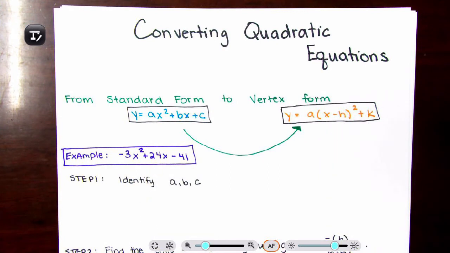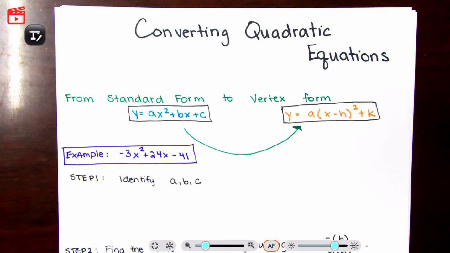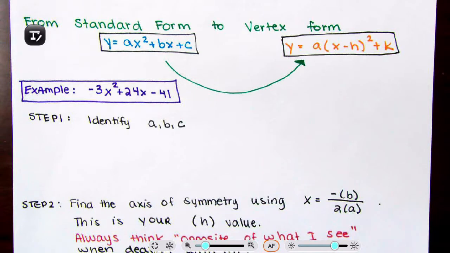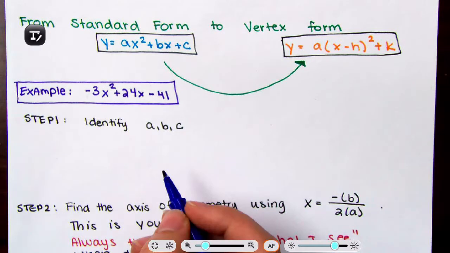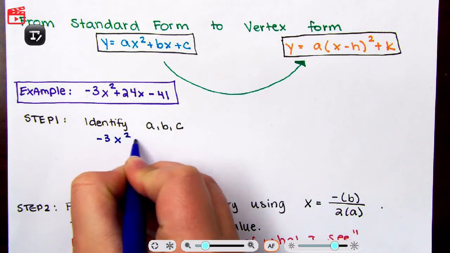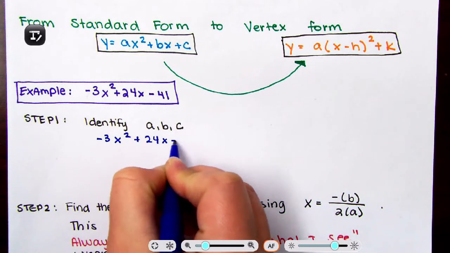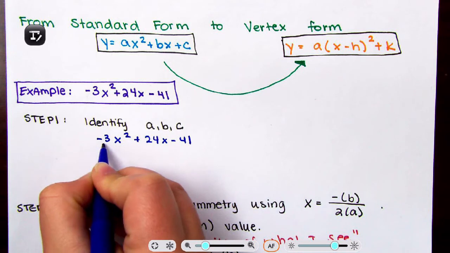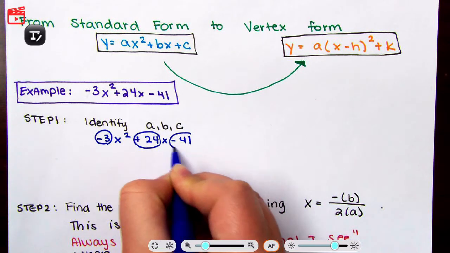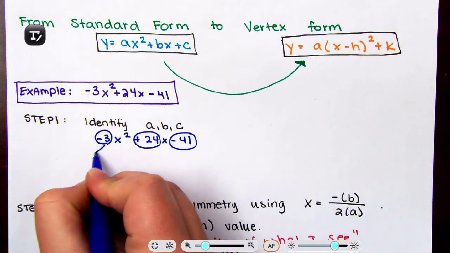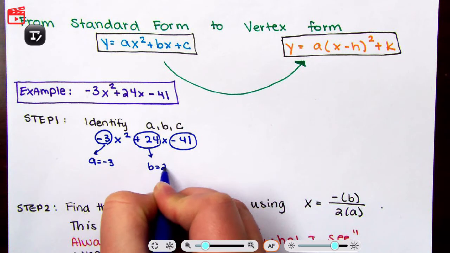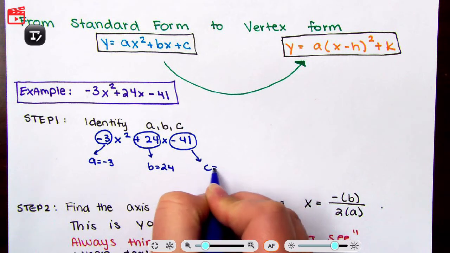Let's work with our example, and I will be providing some steps for you. I'm also going to zoom in this camera so that you can see my work a little bit better. Step number one is to identify your ABCs. I'm going to rewrite the equation here. Remember that when you are taking your ABCs, you are taking the sign that is in front of it. So for example, we have A is equal to -3, B is equal to 24, and C is equal to -41.